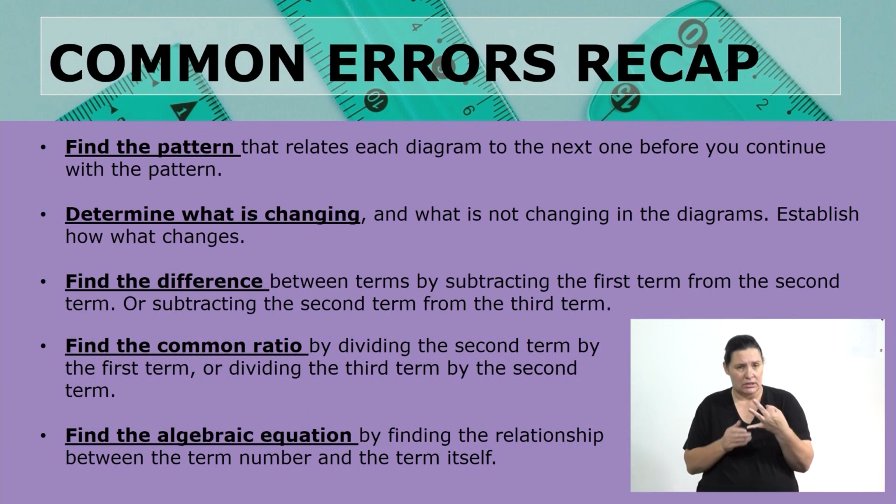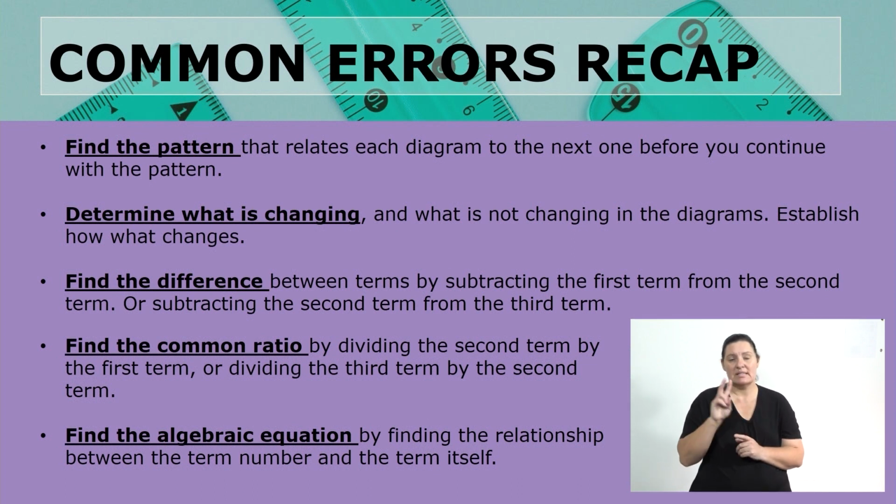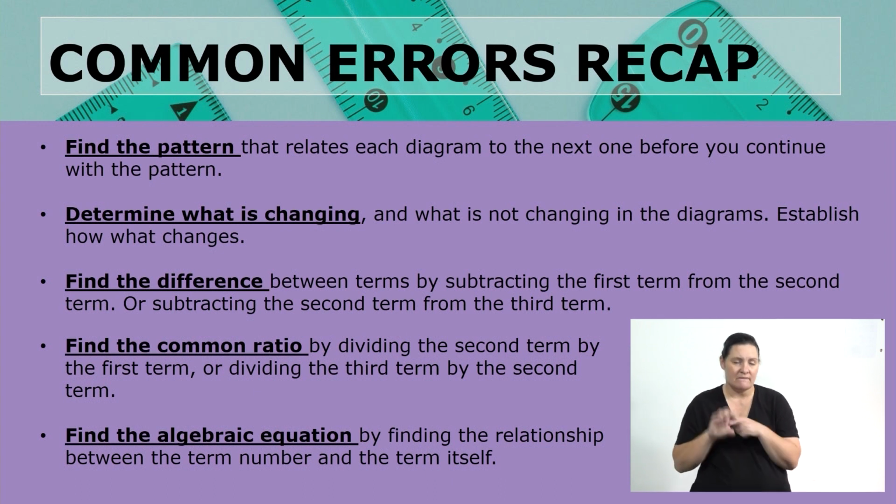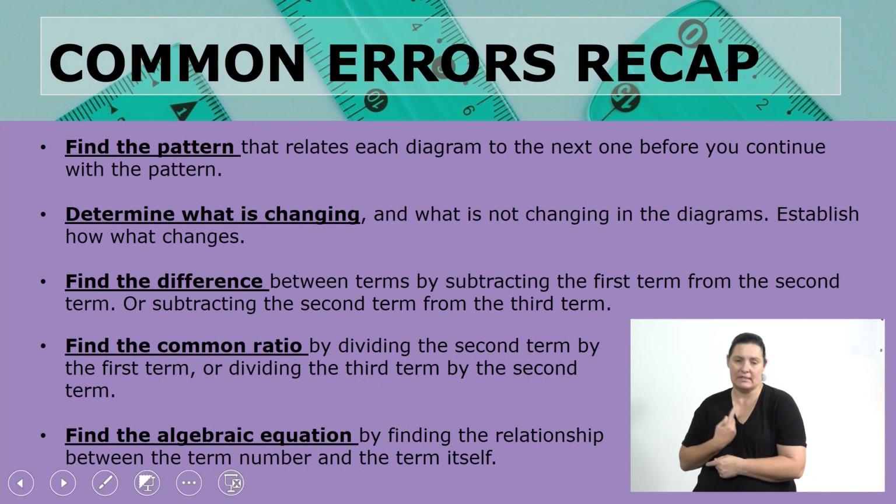The third point, find the difference between terms by subtracting the first term from the second term or subtracting the second term from the third term. The fourth point there, find the common ratio by dividing the second term by the first term or dividing the third term by the second term. And lastly, find the algebraic equation by finding the relationship between the term number and the term itself.